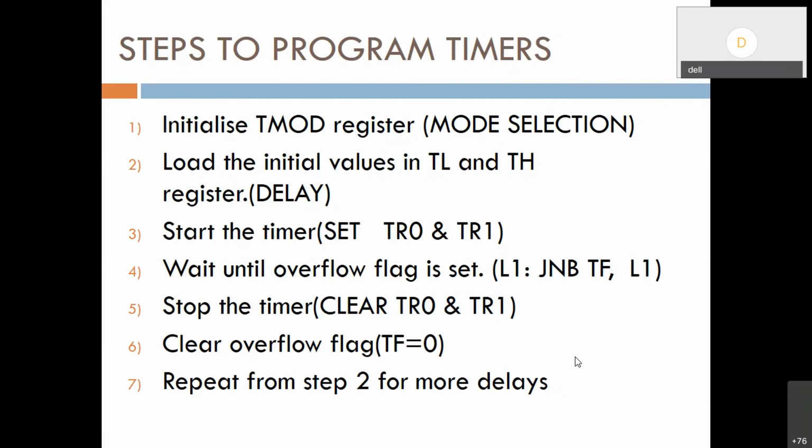So now what is our intention? We need to monitor that overflow flag. So that is in the fourth step, in the bracket you can see JNB TF, L1. L1 is there itself. So we'll keep monitoring whether that overflow flag has become 1. If not, we'll be waiting. So once it has become 1, our time delay is generated. So then it goes to the next step. What is that next step?